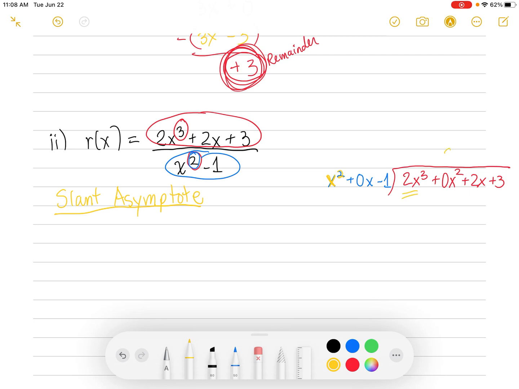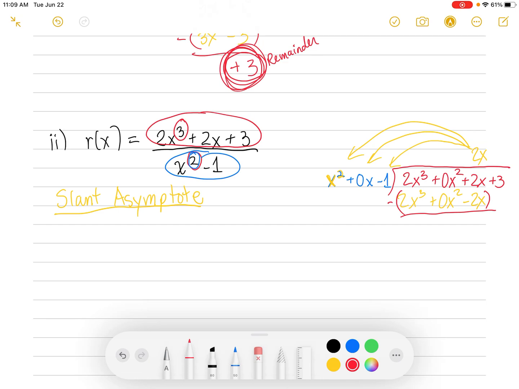Now I'm going to ask the question, what times this yellow x squared out front is going to give me 2x cubed? Well, 2x. So I'm going to put a 2x up above in the x column. Now I'm going to take 2x and multiply it through the blue. 2x times x squared is 2x cubed. 2x times 0x is going to be 0x squared. And 2x times negative 1 is going to be minus 2x.